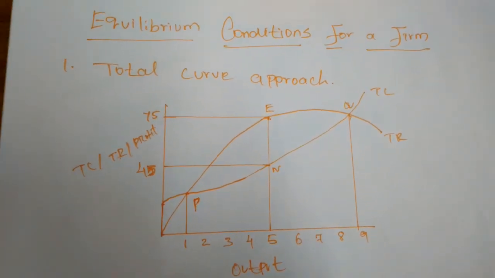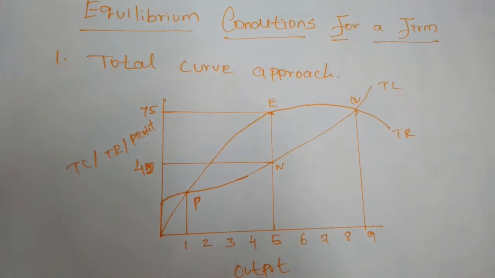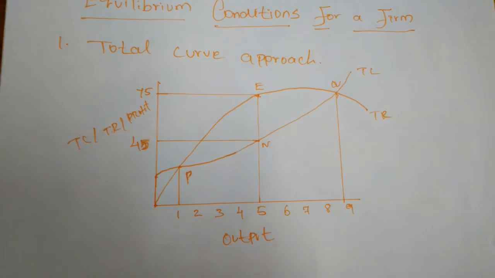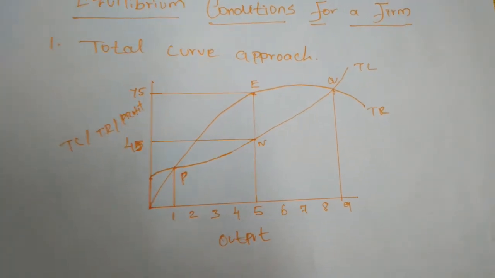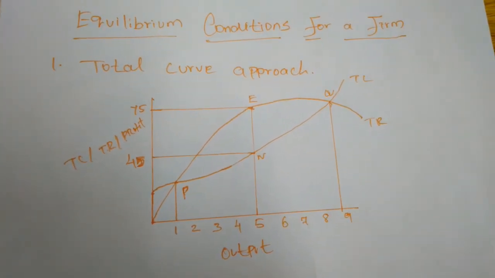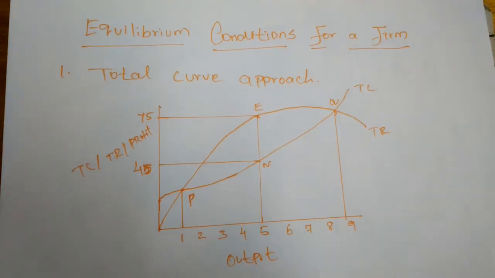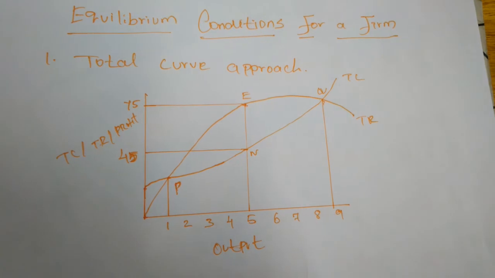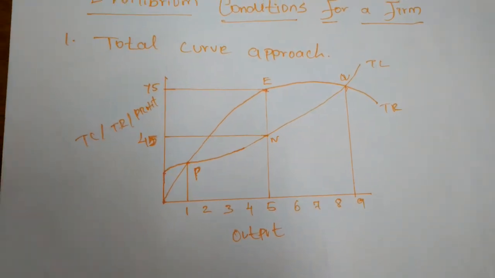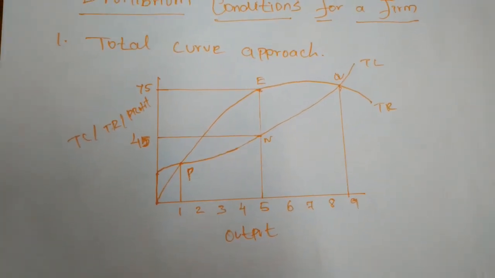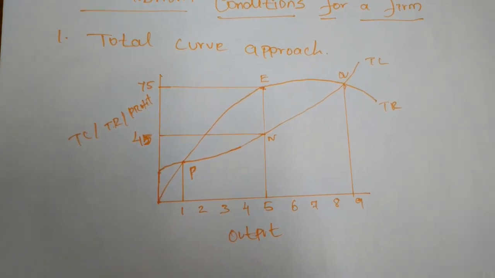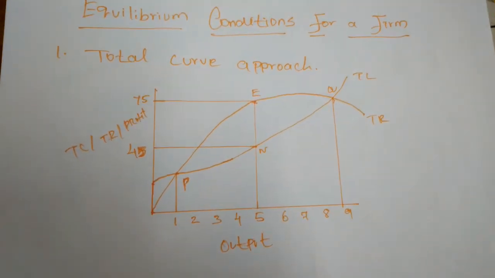The equilibrium of the firm means that the firm reaches the maximum profit. All the producers want to get the maximum profit. So when the producers are in maximum profit, we can say the producers, or the firms, are in equilibrium. Now there are two approaches to calculating the maximum profit.